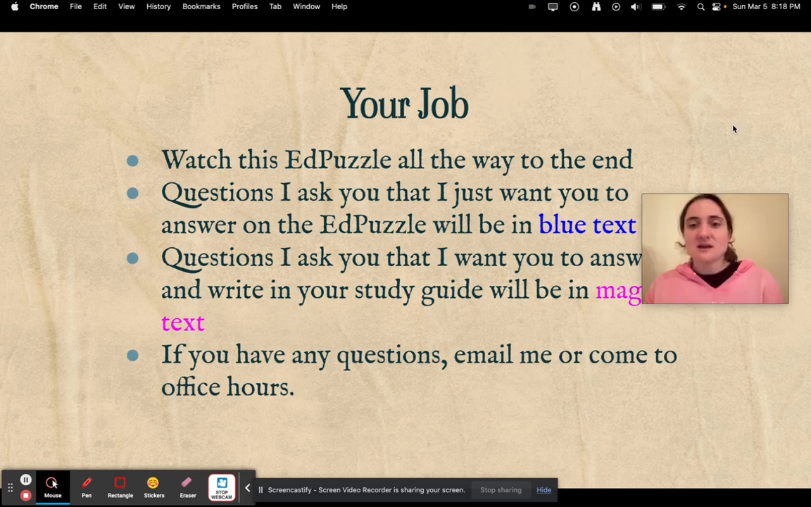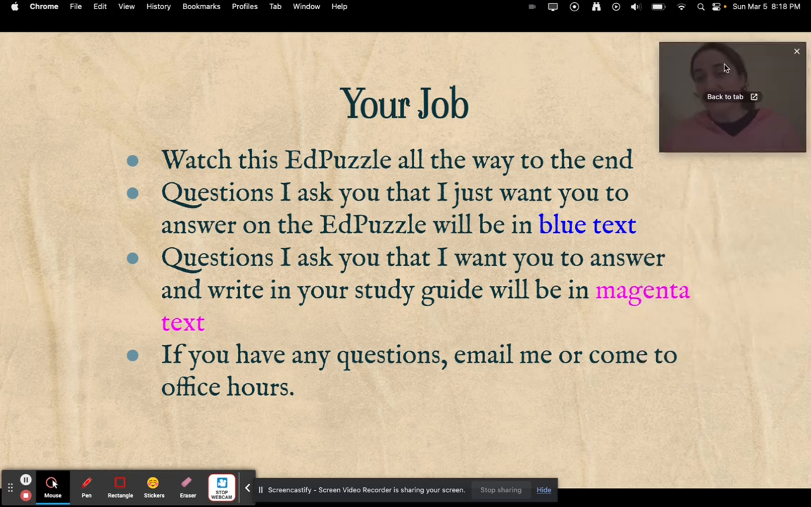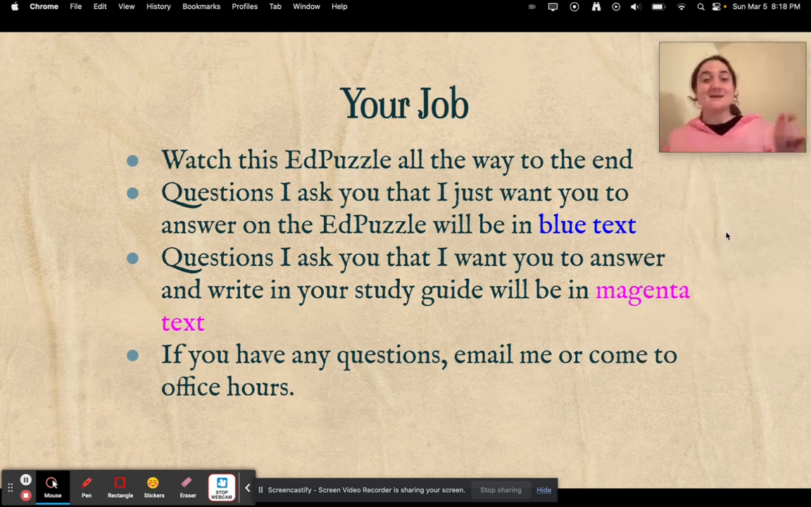As you watch the Ed puzzle, questions that I just want you to answer in the Ed puzzle will be in blue text, and questions I ask that I want you to answer and write in your study guide will be in magenta text. And of course, if you have any questions, please email me or come to office hours. Seriously, if you want to learn more about World War II or anything in the slideshow, totally feel free to reach out to me and I will get you some information.